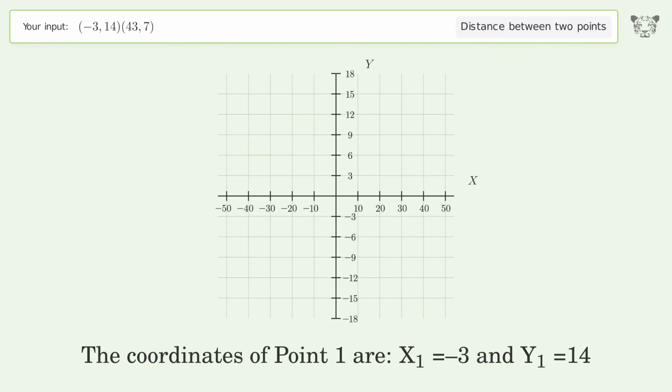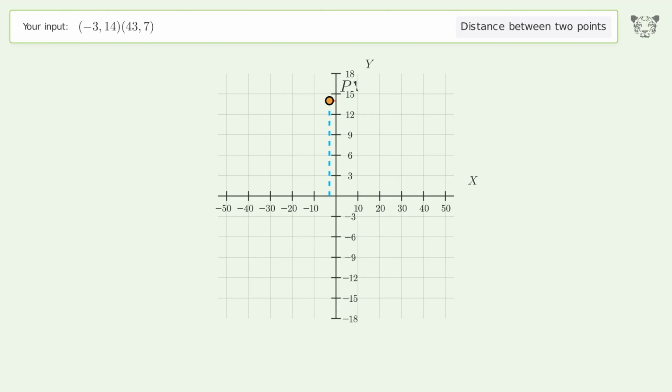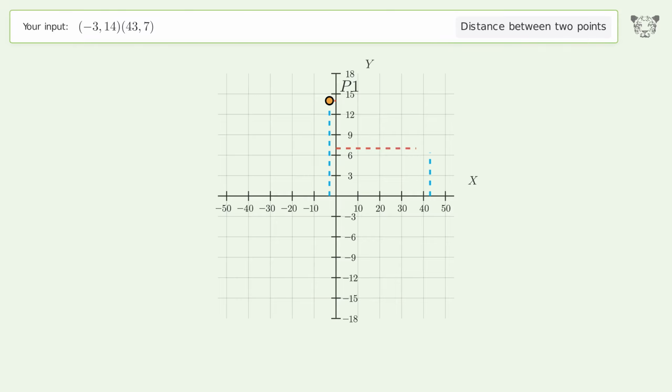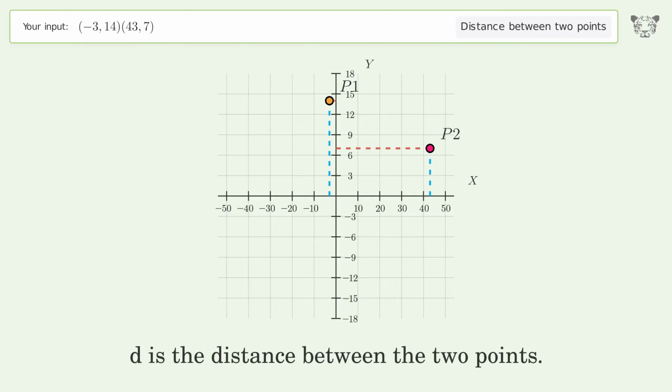The coordinates of point 1 are x1 equals -3 and y1 equals 14. The coordinates of point 2 are x2 equals 43 and y2 equals 7. D is the distance between the 2 points.